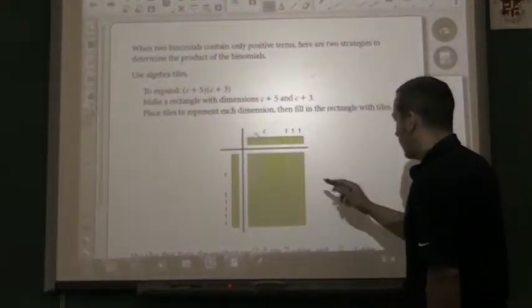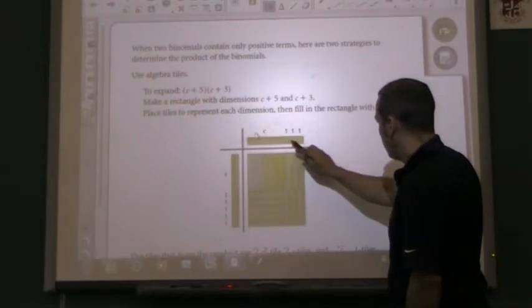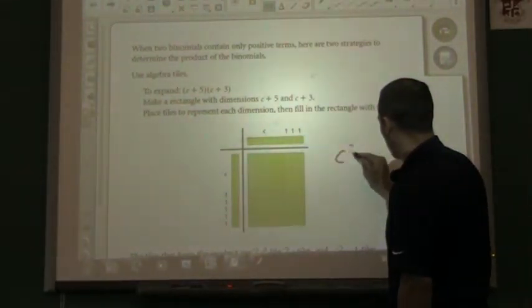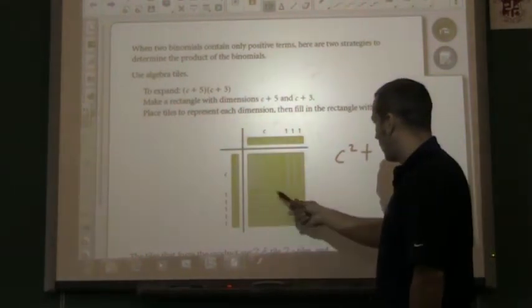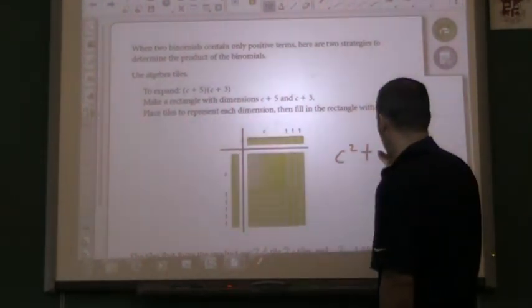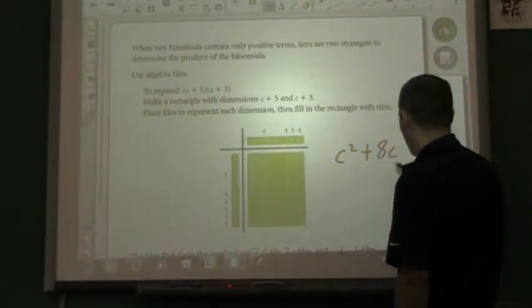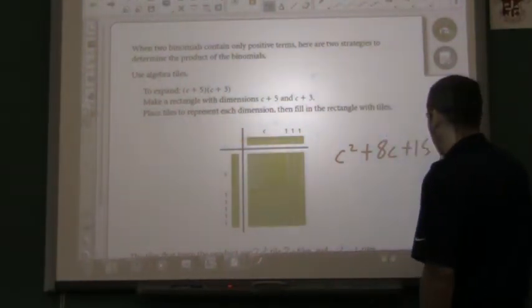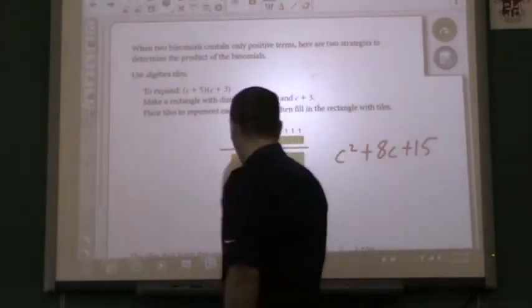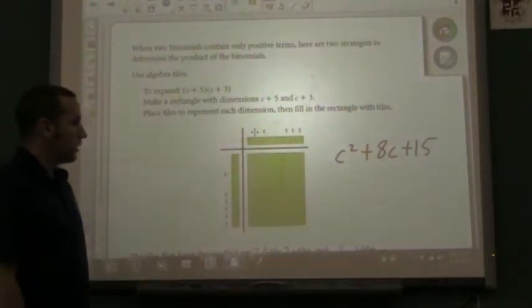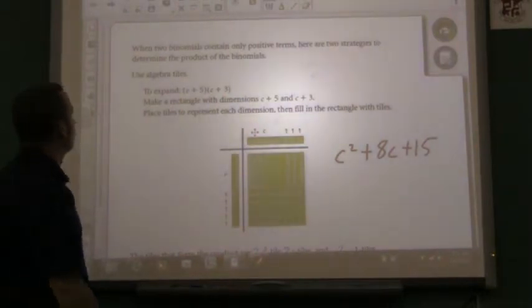So when you wrote your answer, you would say, when I multiply c plus 3 times c plus 5, you get c squared, plus I had 8 c's, and then I had 15 of the ones blocks. And that's how you would write your answer, and that's how you did it with algebra tiles last year in grade 9. So that's a quick review.